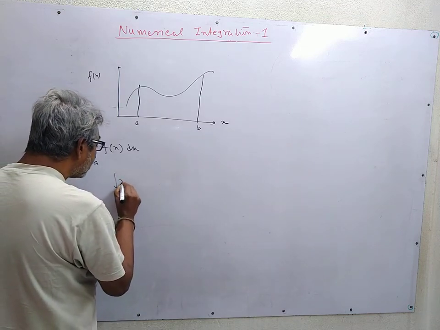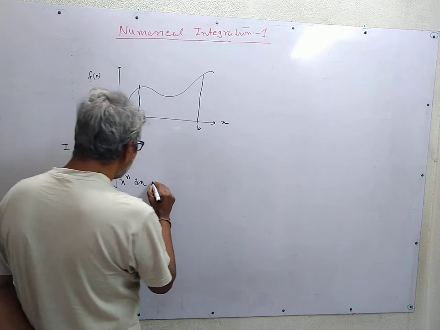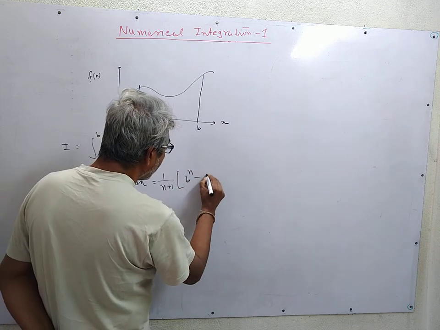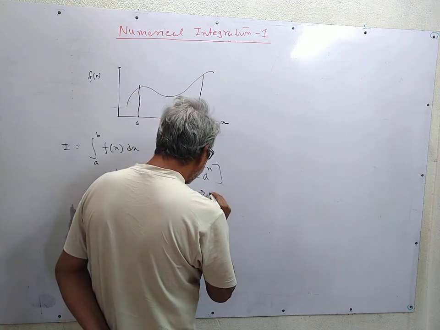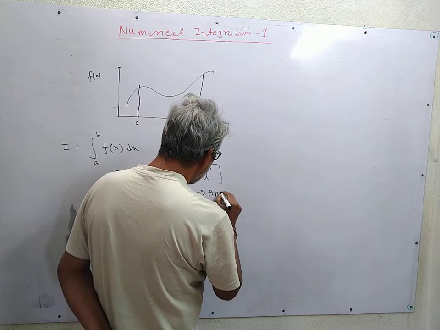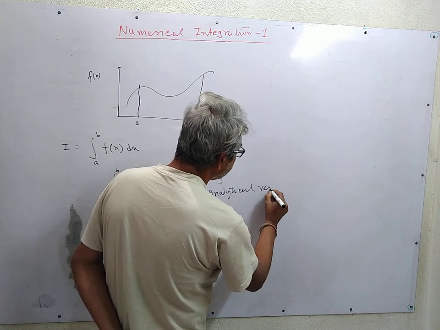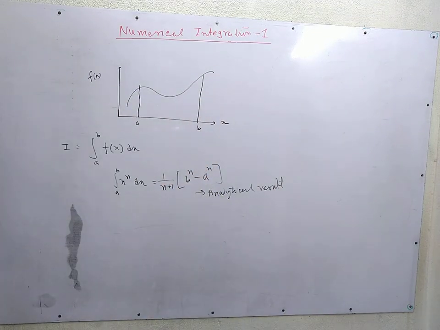As for example, the integral of x to the power n dx from a to b is known to be 1 upon n plus 1 times b to the power n plus 1 minus a to the power n plus 1. This we call the exact or analytical result. There are many functions for which the analytical result of integration exists and they are available in texts.